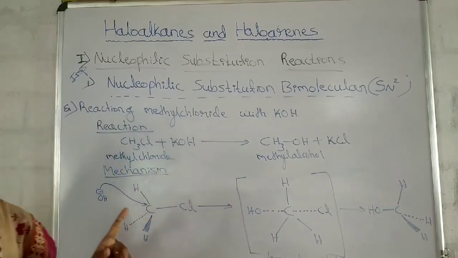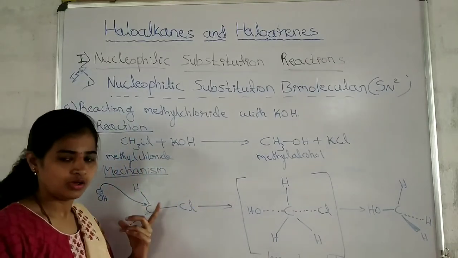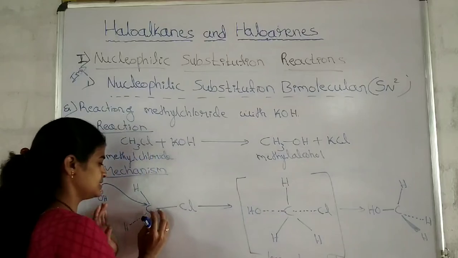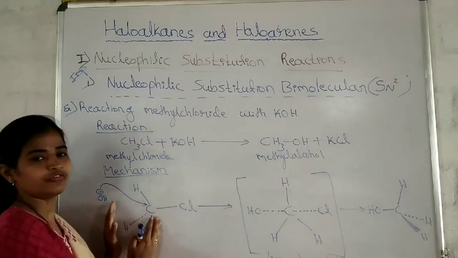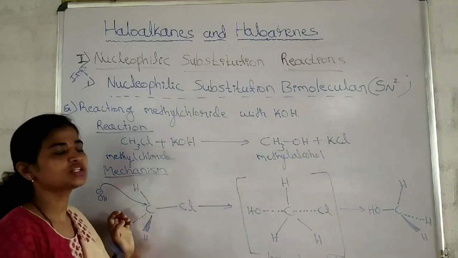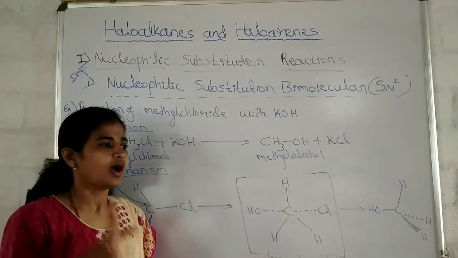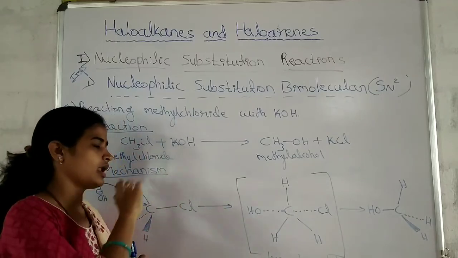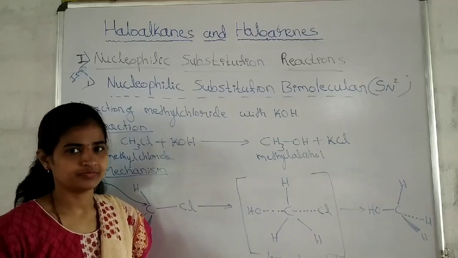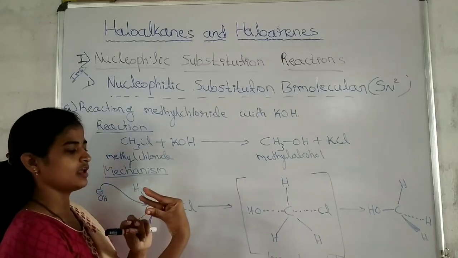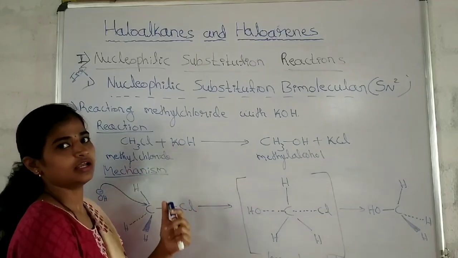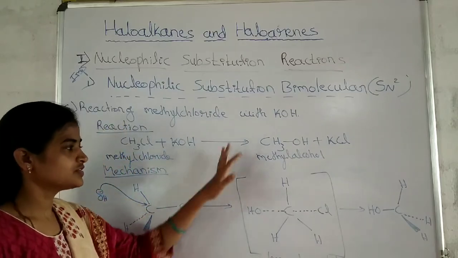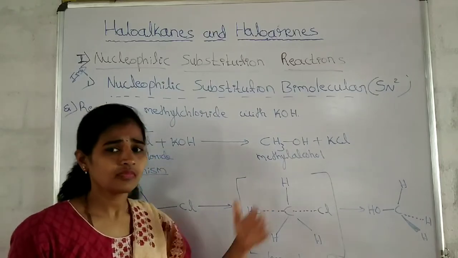See, I have shown this on the two-dimensional board like this. It is nothing but this. This is the mirror image of this. That is what we call inversion of configuration. Configuration means the spatial arrangement of the atoms around the carbon atom. How they are arranged: first they are arranged like this, then after the nucleophile attack, they have inverted their position. Hope you have understood. Yes, this is the mechanism. You just write it down.